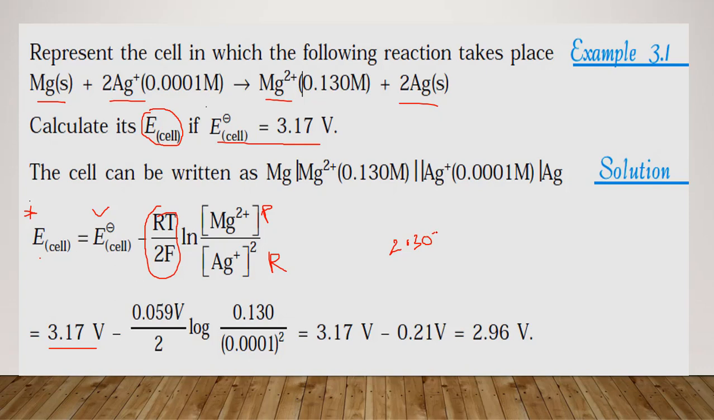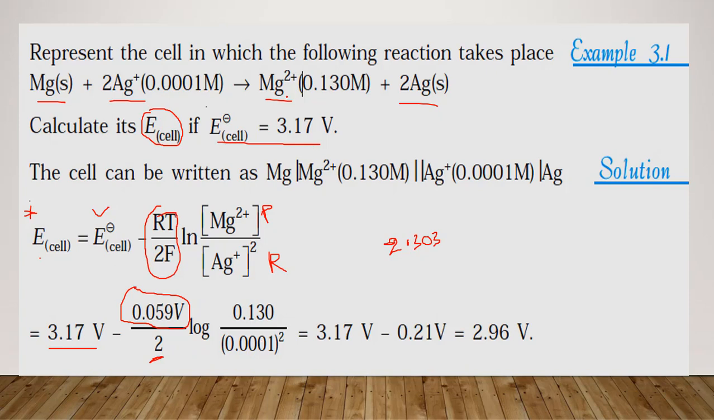Why 2.303? Converting the natural logarithm into normal log base 10, that is why we had to multiply with 2.303. All these 3 constants together give us 0.059. This n value is the number of electrons changing. You can see magnesium is converted into magnesium 2 plus plus 2 electrons. So, 2 log product concentration by reactant.